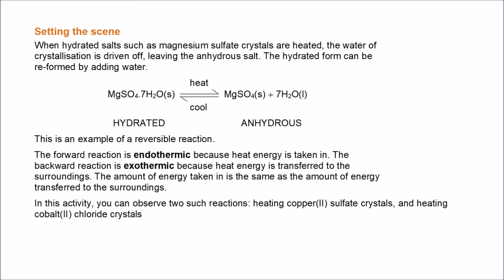This is an example of a reversible reaction. When hydrated salts such as magnesium sulfate crystals are heated, the water of crystallization is driven off, leaving the anhydrous salt. The hydrated form can then be reformed by adding water.